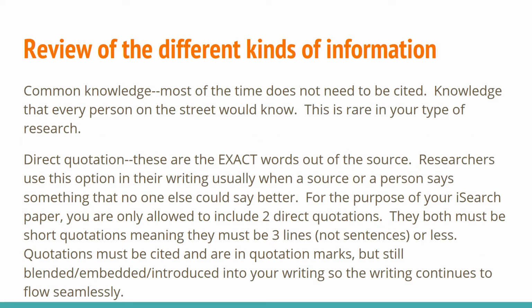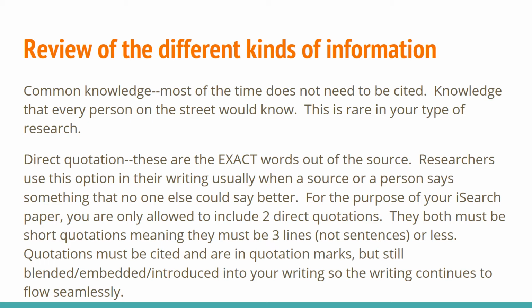Before we get started on how to take notes over a source, we must first understand the different types of information you will be using when you write your iSearch paper. It is essential to understand these types of information because you have to learn how not to plagiarize. You have to learn to give credit where credit is due. You have to give credit for both ideas and for wording. So in order to understand when to cite and when not to, you need to understand the different types of information. The first one is common knowledge.